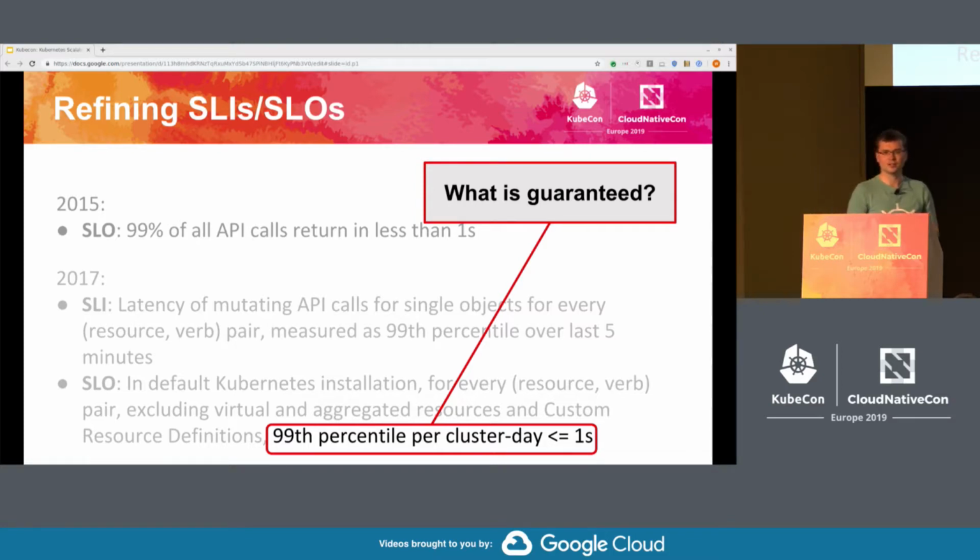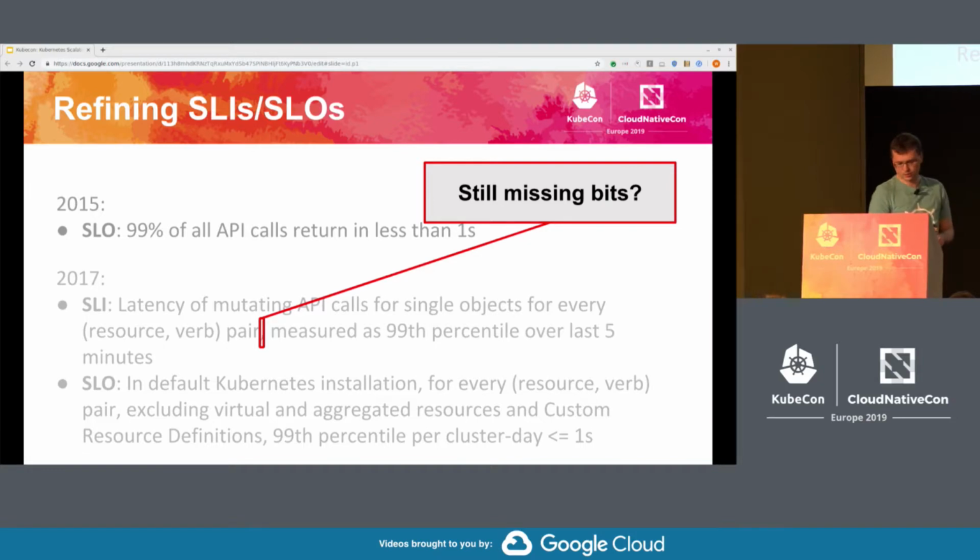So are we done with that? As I mentioned on the previous slide, not really, because of the changing world and the fact that CRDs are going to GA, we'll probably be changing it to also include the CRDs. But that's still not everything. Based on different discussions that we have with users and among developers, this SLI is still not exactly reflecting what our users really care about.